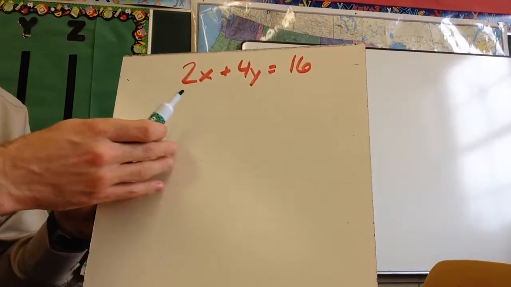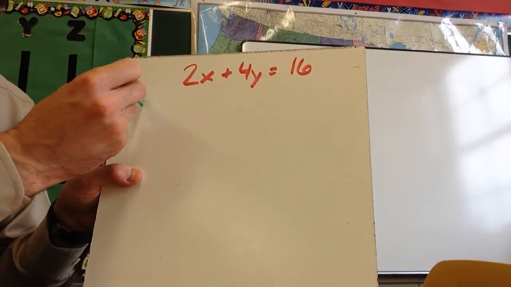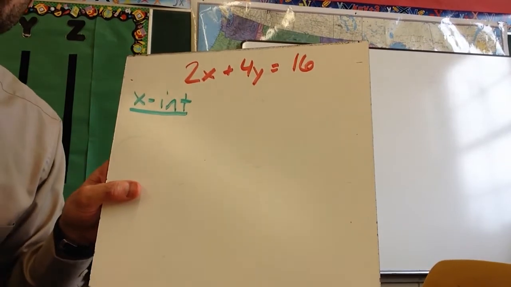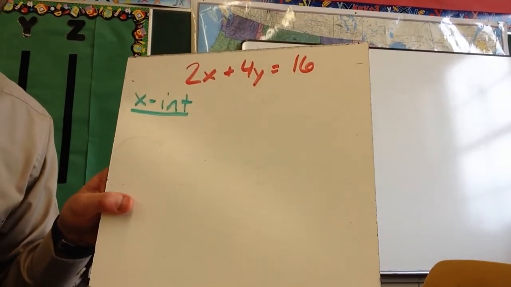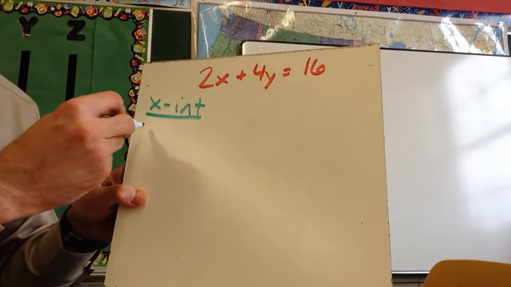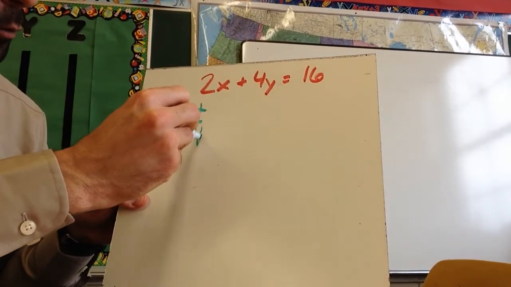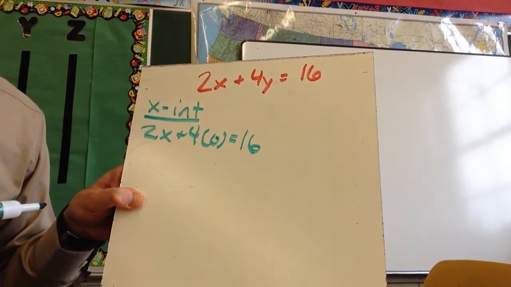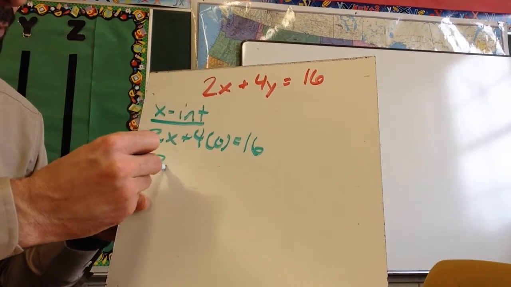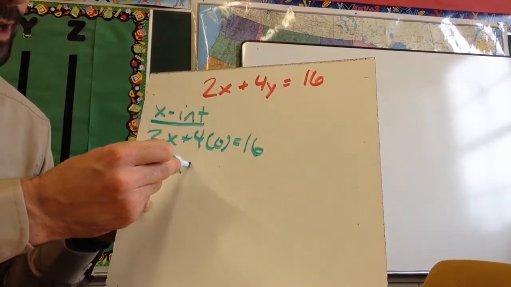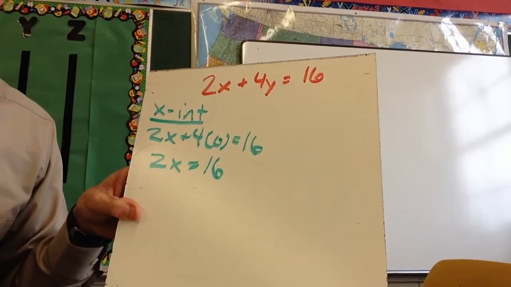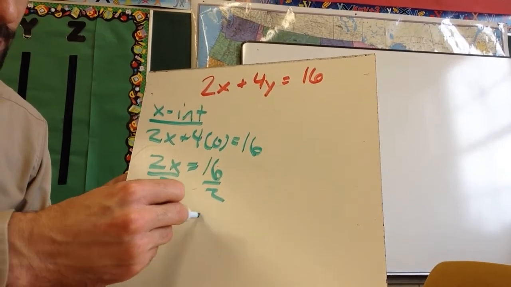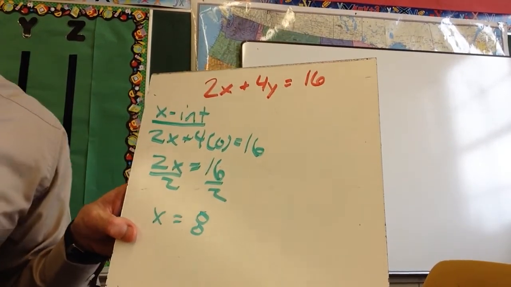So the idea is that to find the x-intercept, all I have to do is put a value of 0 in for y, because at the x-intercept, where this line will cross the x-axis, the value of y will be 0. So this becomes 2x plus 4 times 0 equals 16. Now I know that 4 times 0 is going to be 0, so this ends up becoming 2x plus 0, but I don't have to write that, equals 16. I'm going to divide both sides by 2. And then x is going to be 8. So my x-intercept is going to happen at 8.